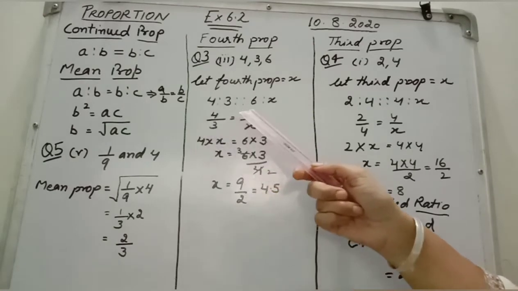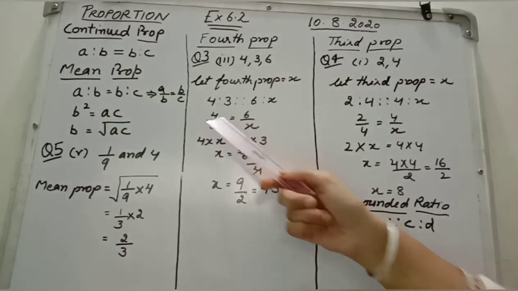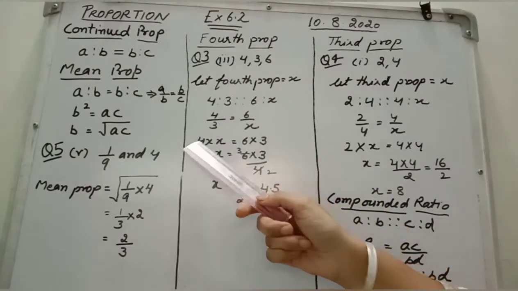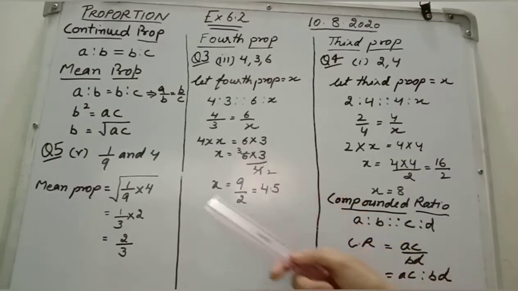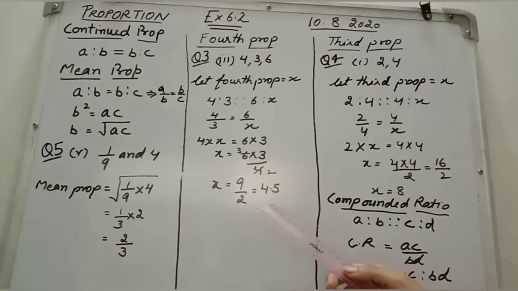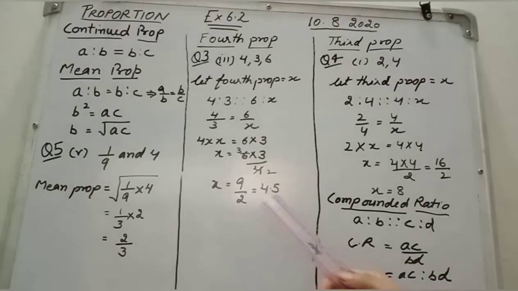Cross multiply, 3 multiply with 6, 4 multiply with X. Now 4 move other side, it become divide. So 6 into 3 over 4. After cutting we get 9 over 2. So after division we get 4.5. It's mean fourth proportional is 4.5. Like that we can find easily fourth proportional.